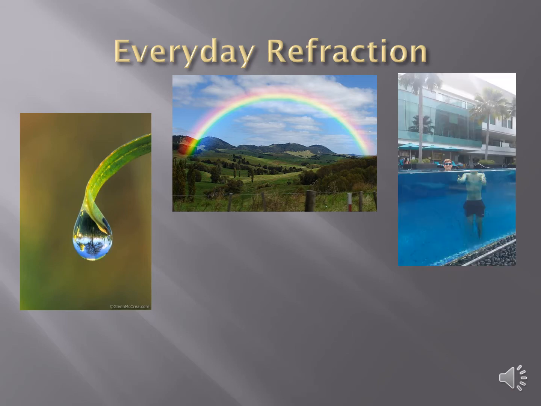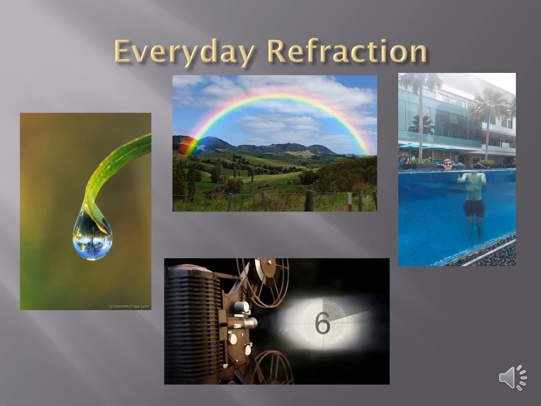Here's an optical illusion, where this man's head seems to have separated from his body, but of course it has not. And anything with a lens. Here's a cinema camera which takes a small cinema reel of film, and it can project it to a very large screen using lenses and refraction. So anything with a lens, cameras, projectors, telescopes, microscopes, they all use refraction of light.